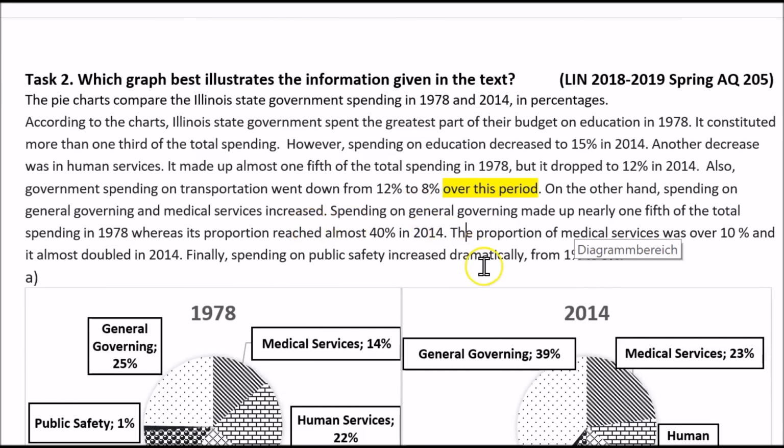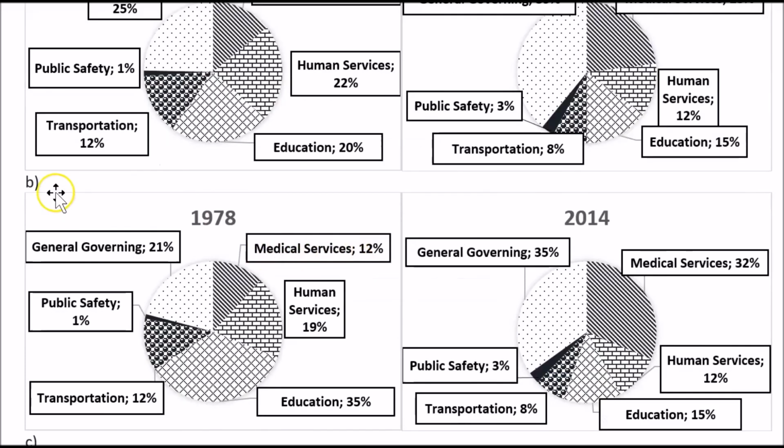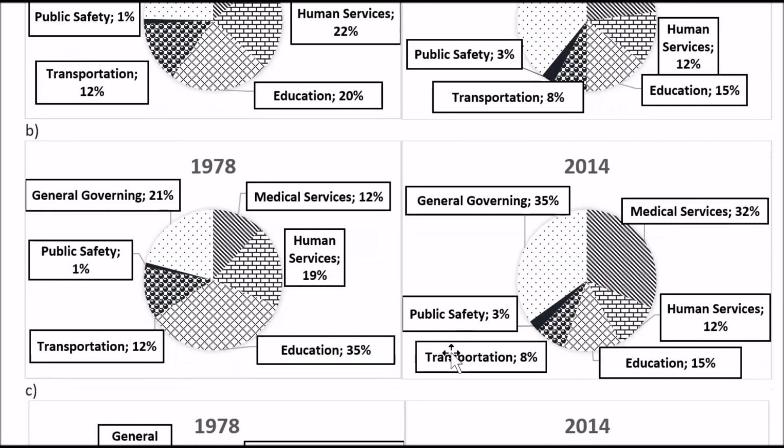And in the last sentence, it says the proportion of medical services was over 10%, and it almost doubled in 2014. Check medical services in choice B. Medical services was at 12% in 1978, and when it was 2014, it rose to 32%. So it almost tripled, right? Not doubled, but tripled. So doubled would be 24%. So B gives us some incorrect information here.